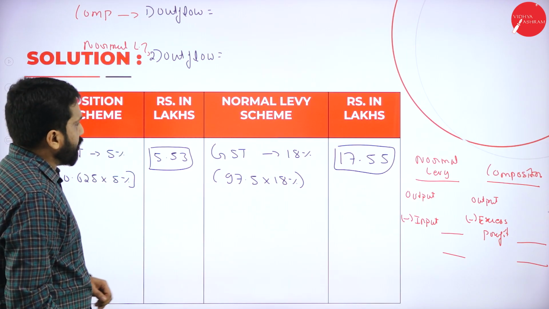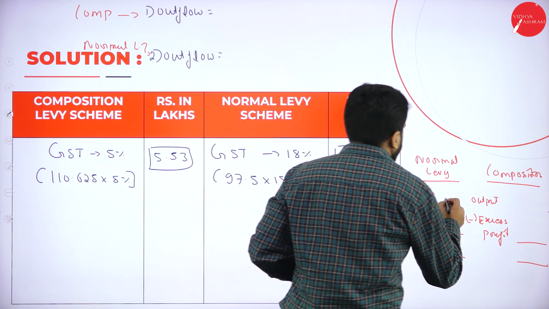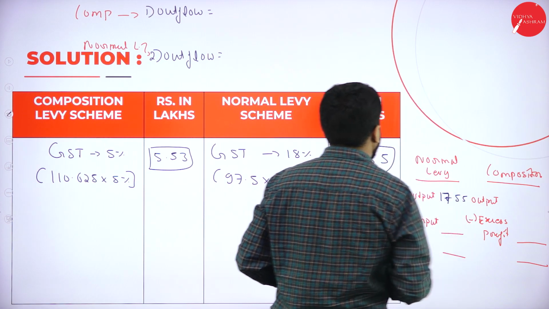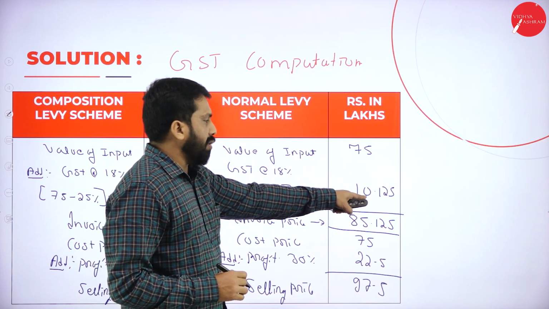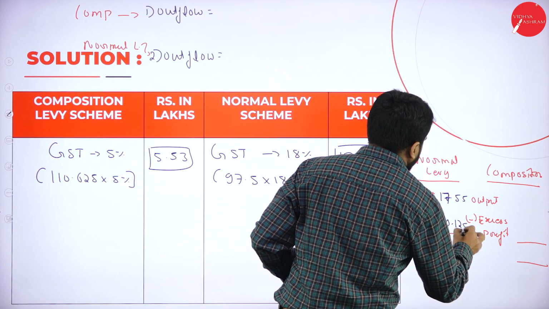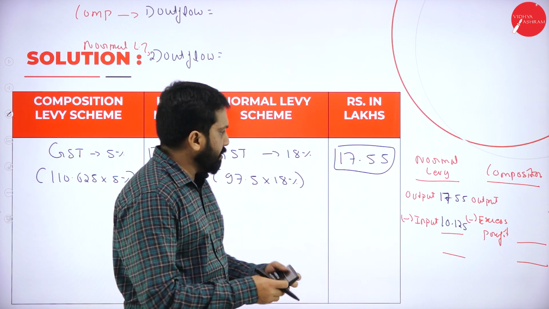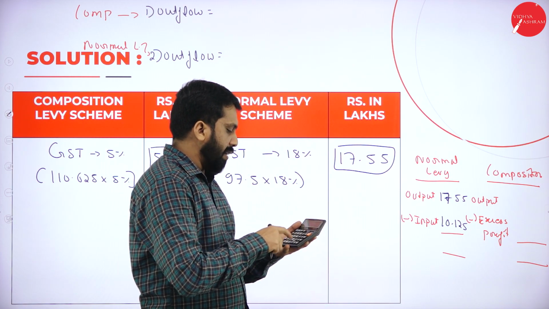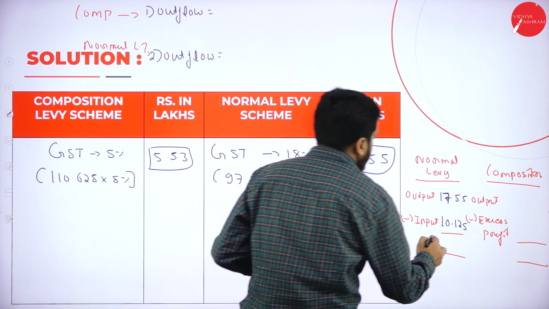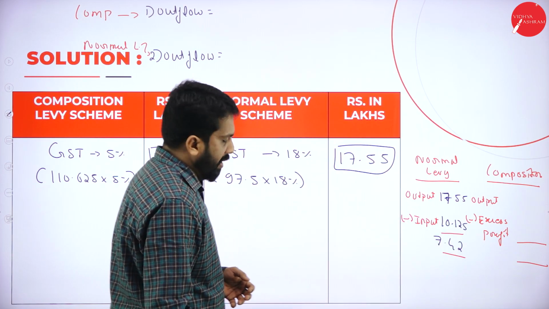Now, output is how much? Your output, normal levy scheme, 17.55. Now, what is the input? 10.125. Clear? What is the answer I'll get? The answer is 17.55 minus 10.125. I got 7.42.